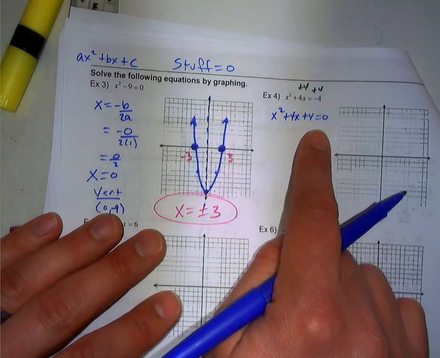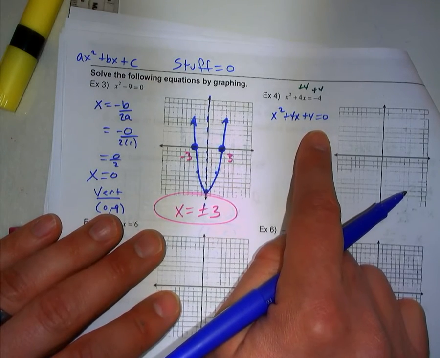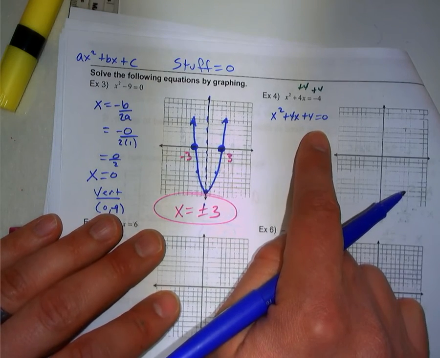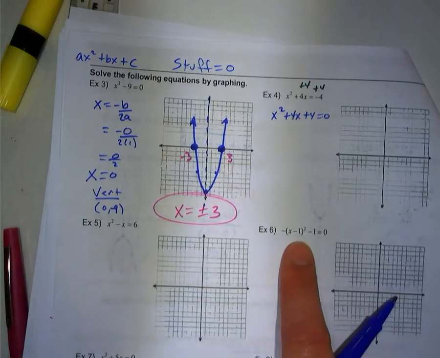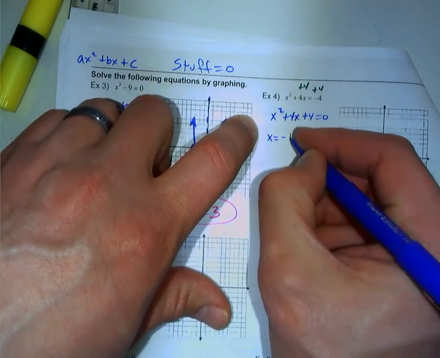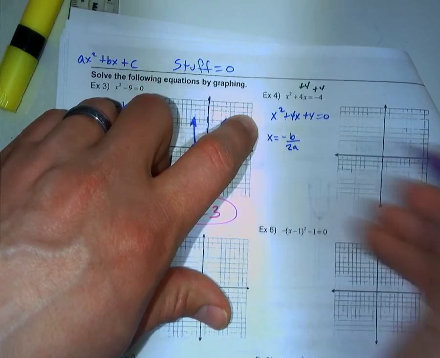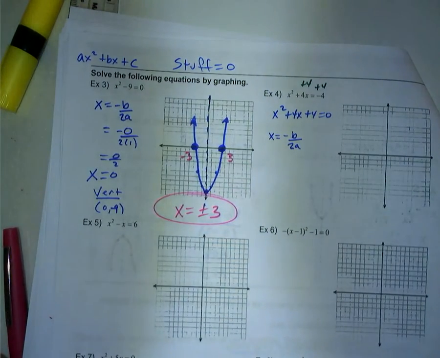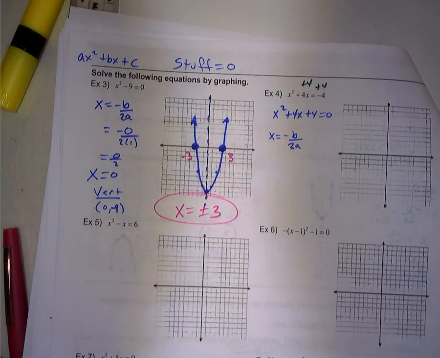Is this in standard form or vertex form? This is standard form, right? This doesn't have the quantity squared like number 6. So this is where I got to do a little work, and I got to find my AOS, my axis of symmetry. Quiz or test that's going to be given to you. You just got to be able to know when to use it.